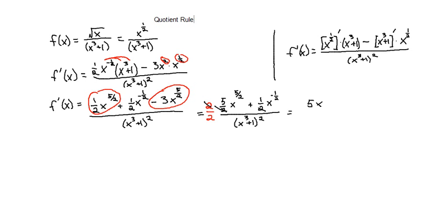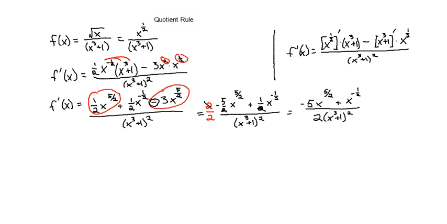So that will be 5x. Oops, I made one mistake I just saw. There should be a negative in front of that 5 right now, because it was a negative 3 plus 1/2, so that's a negative 5/2. But the 2 will still go away, so it will be a negative 5x to the 5/2 plus x to the negative 1/2 over 2 x to the third plus 1 squared.